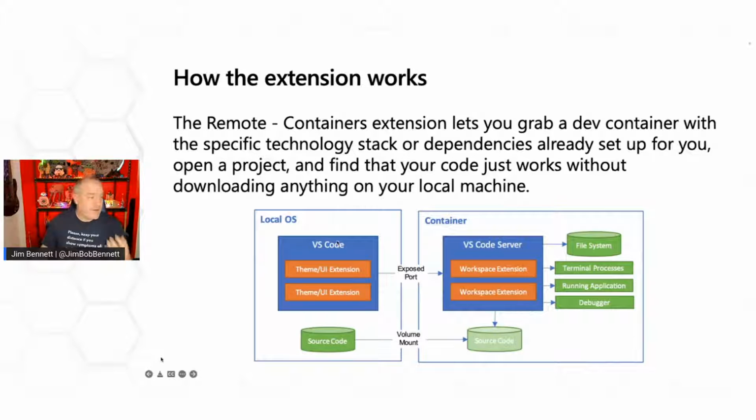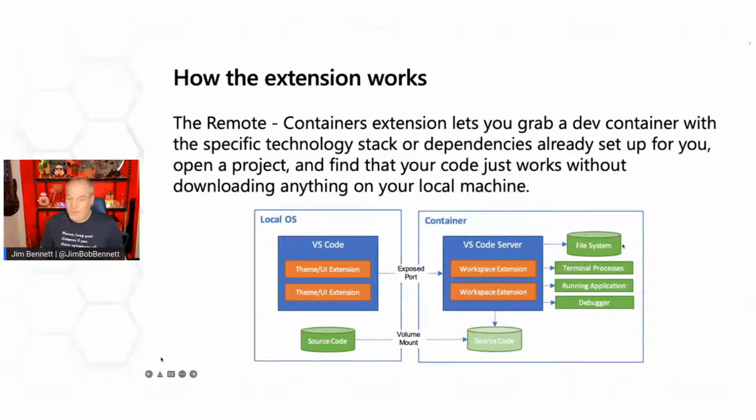You run Visual Studio Code on your local operating system. So I will run VS Code on my Mac, and I can configure the theme and any UI-based extensions in VS Code, and I have the source code on my Mac. But then it connects to the container. VS Code will spin up the container. Inside the container, it will run the VS Code server with any extensions I want to add that work against code. The Python extensions, JavaScript extensions, whatever, will run inside my container.